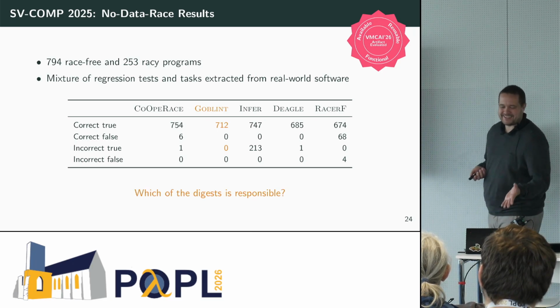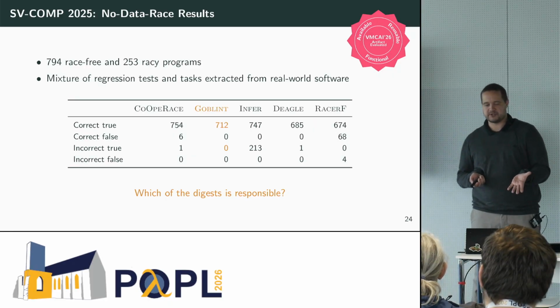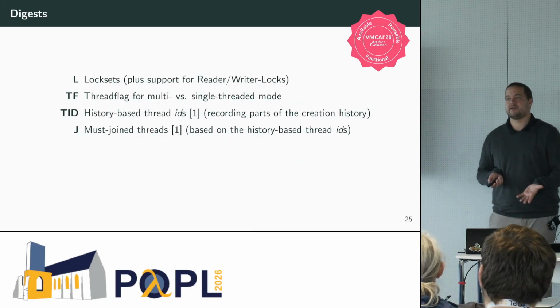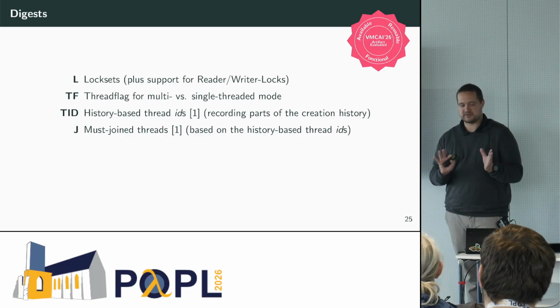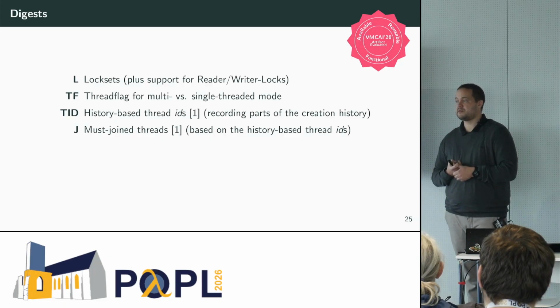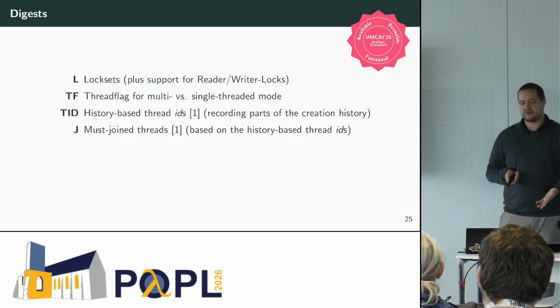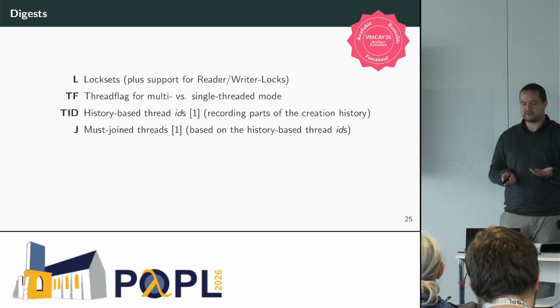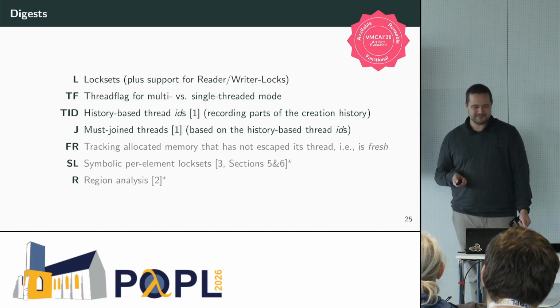So the question that we then asked ourselves was, which of these digests that we have in the Goblint system are actually responsible for these results? We have the following digests. We have this lockset digest that we've seen before, extended with support for reader-writer locks. We have the simple thread IDs that we have just seen. We also have some more advanced thread IDs, and some analysis of must-joined threads. And then we have a bunch of things that came out of specific papers.